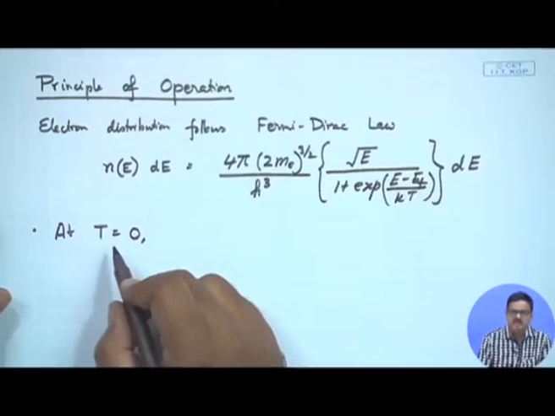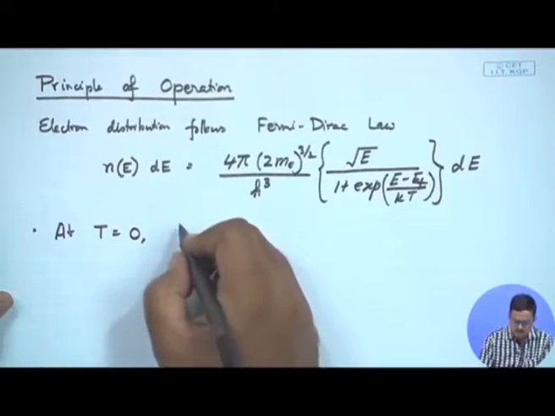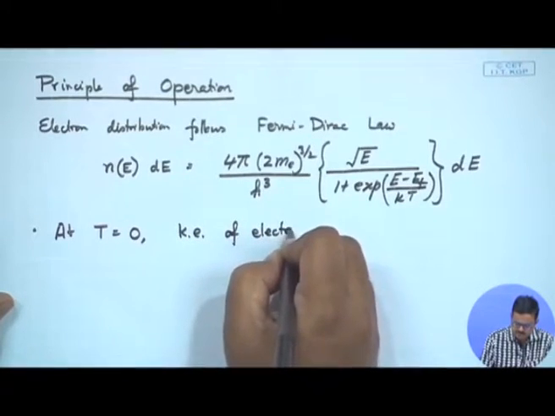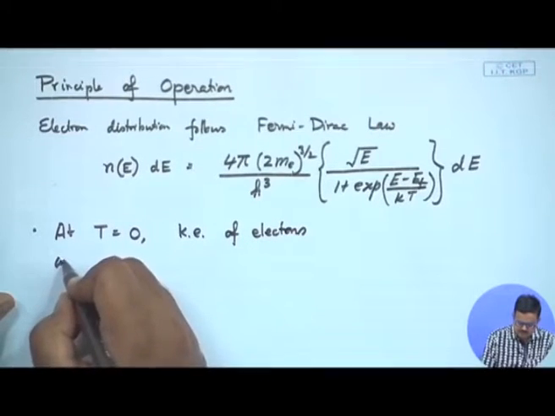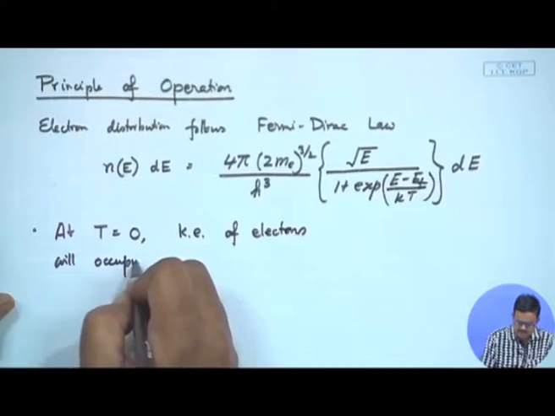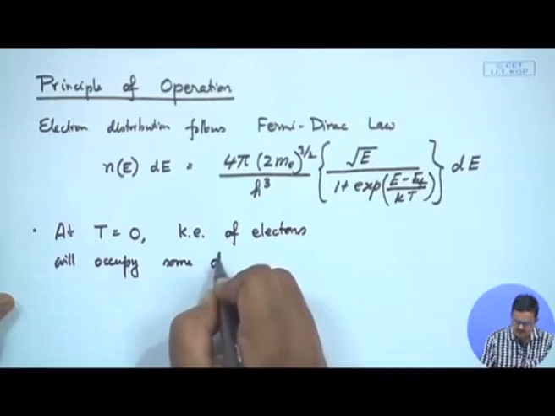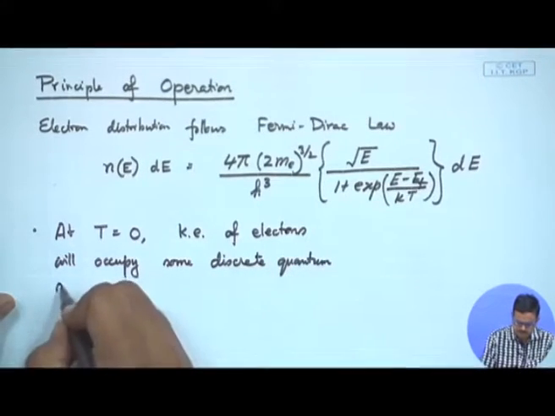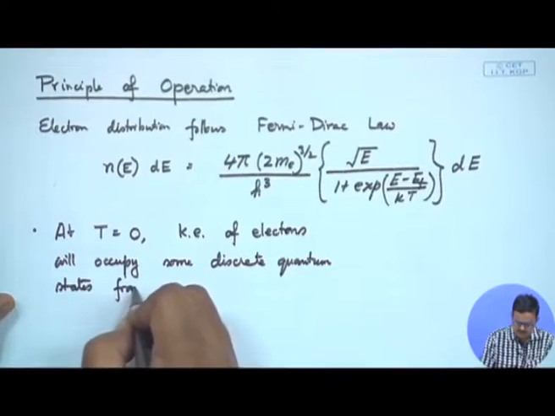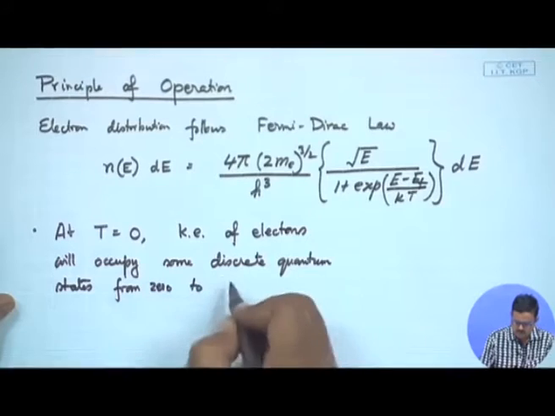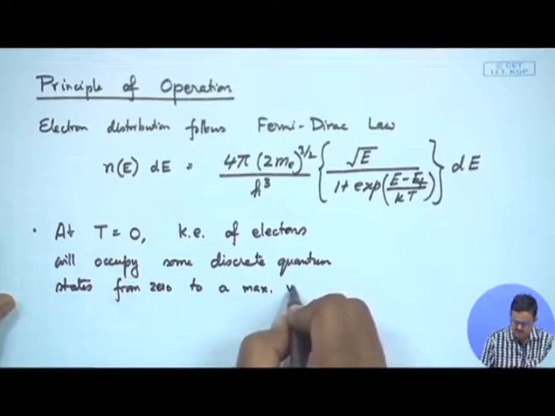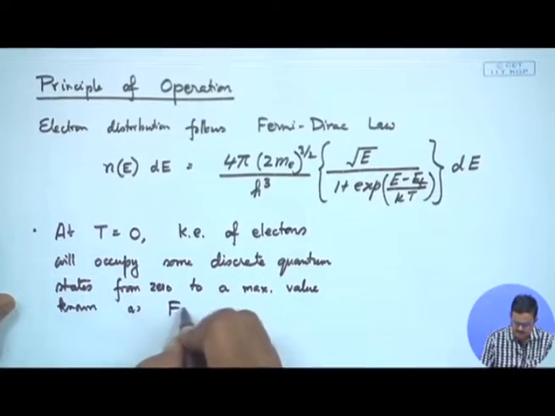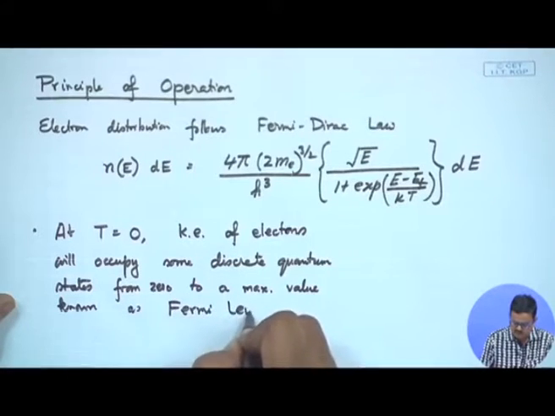So, if I consider the absolute 0 temperature, then the kinetic energy of electrons will occupy some discrete quantum states from 0 to a maximum value known as the Fermi level. It is important to know what a Fermi level is.